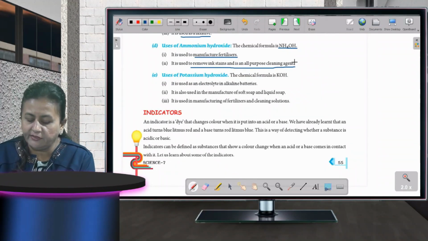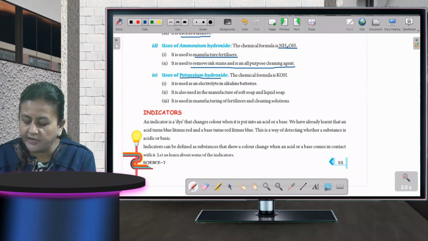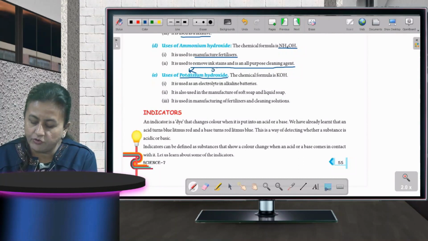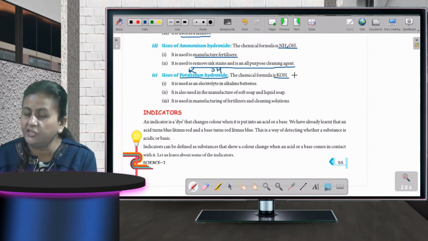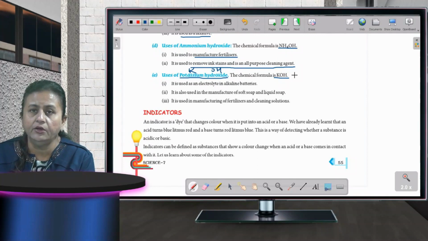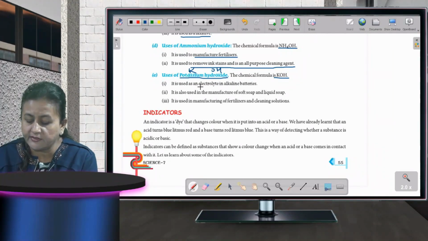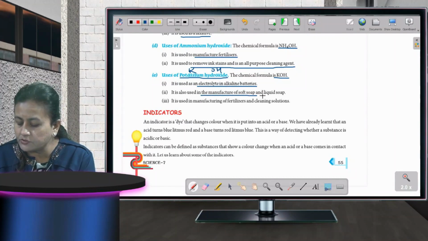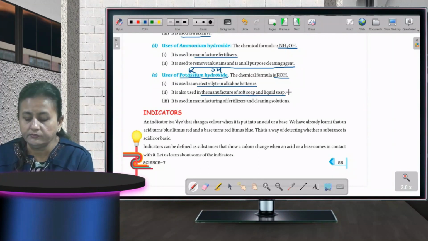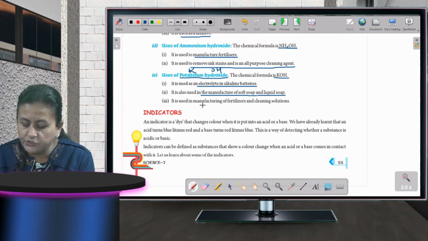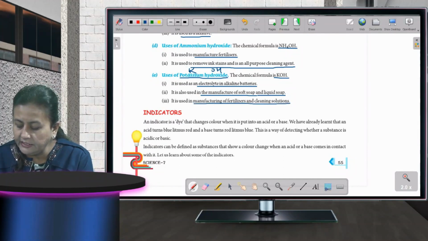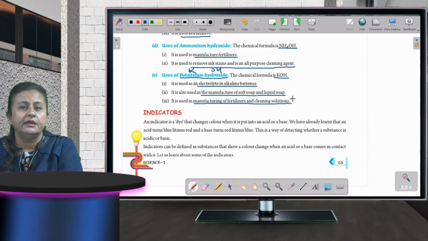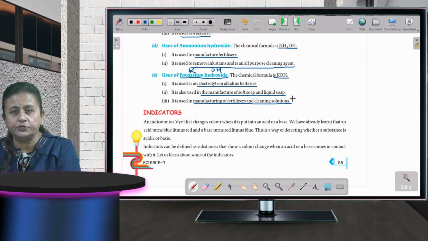Okay, then the last one is potassium hydroxide. The symbol for potassium is K, and hydroxide is OH. So the chemical formula is KOH. Okay, KOH. Then it is used as an electrolyte in alkaline batteries. It is used to manufacture soft soaps and liquid soap. Then it is used in manufacturing of fertilizers and cleaning solutions. Fine, children. So now I think acids and bases are very much clear to you.